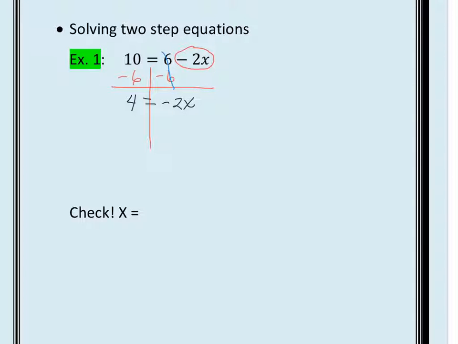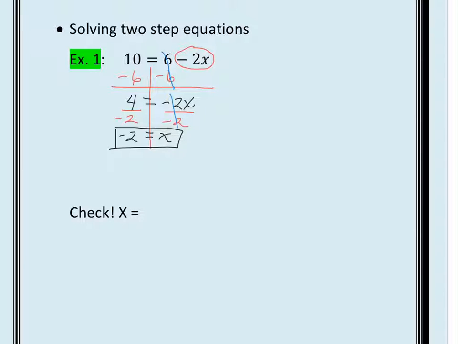Now we have just a one-step equation. In order to get the x by itself, we have to undo multiplying by negative 2. So to undo multiplication, we are going to divide by the very same number, very same sign. So we're going to divide both sides by negative 2. The negative 2's on the right cancel. 4 divided by negative 2 is a negative 2 equals x. So our solution is negative 2. So then we're going to check.